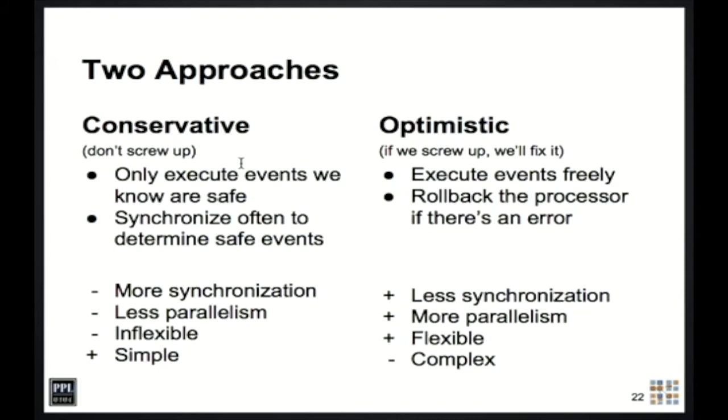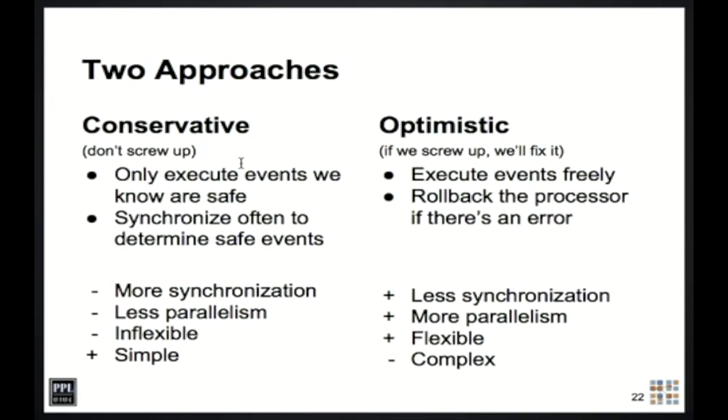But once we do that, we know that each processor can execute these safe events without having to worry about causality violations. The second approach is the optimistic approach, where we say, let's just execute whatever events we have as freely as we want, and if we screw up, we'll fix it later. That is realized by rolling back a process if there is an error, which I'll go over a bit later.